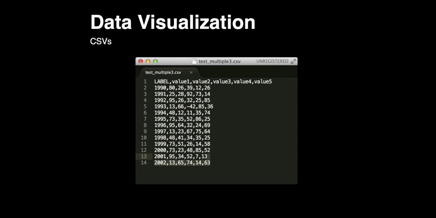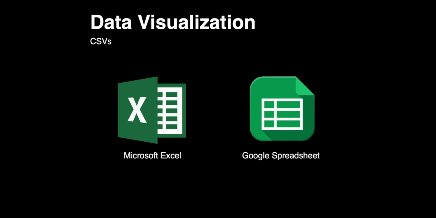So for all the columns, it's going to separate them by a comma in the CSV. You can also export CSV files and import CSV files to and from Excel and Google Sheets. To export, you just go to Save As and save the file as a CSV format.